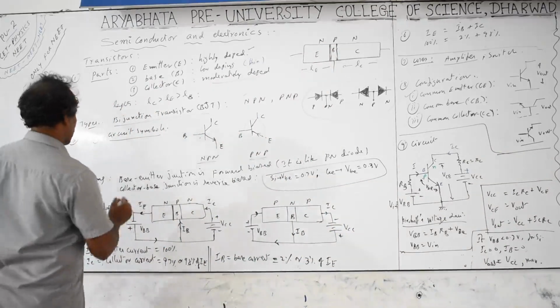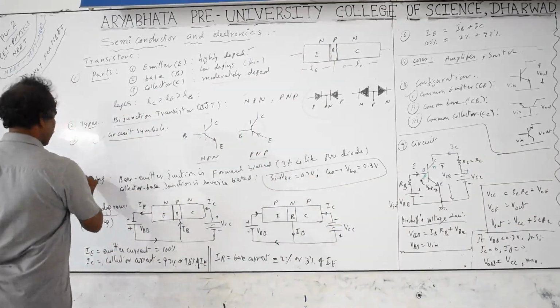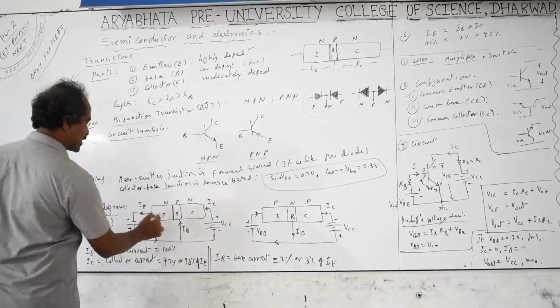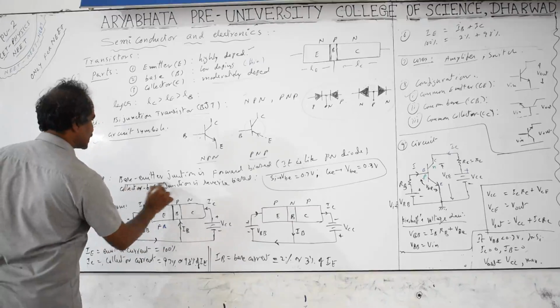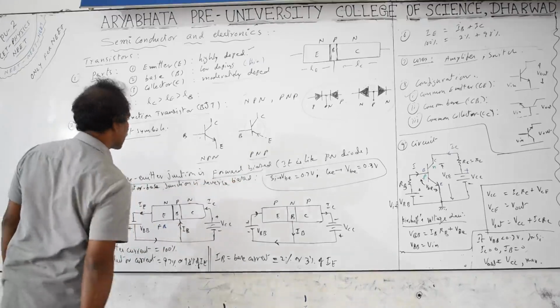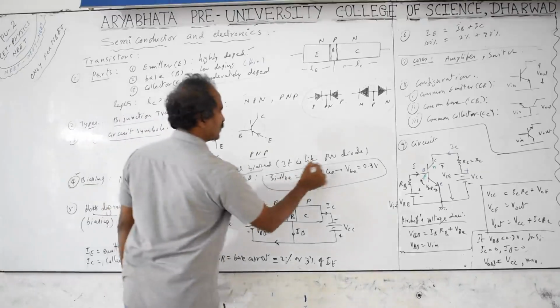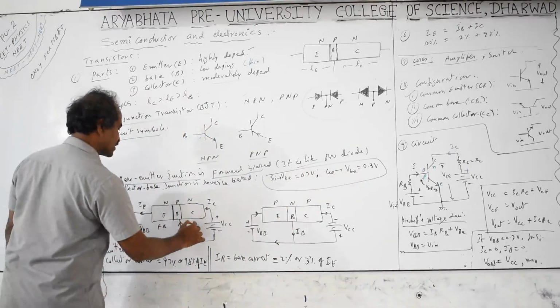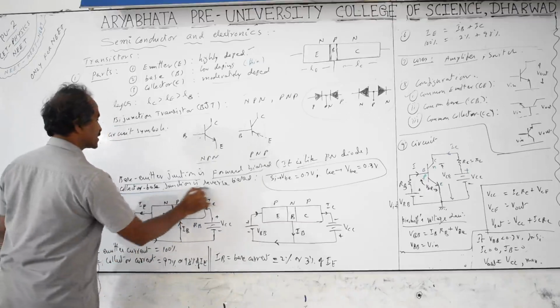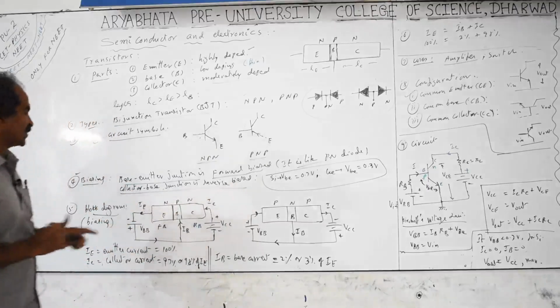So here base emitter conditions, this is important again. How you bias it? Emitter base is always forward biased. This is forward biased. Emitter base junction is forward biased. It is just like a PN junction diode which is in forward bias. And collector base junction, this part is reverse biased. Collector base junction is reverse biased. This point you need to note.